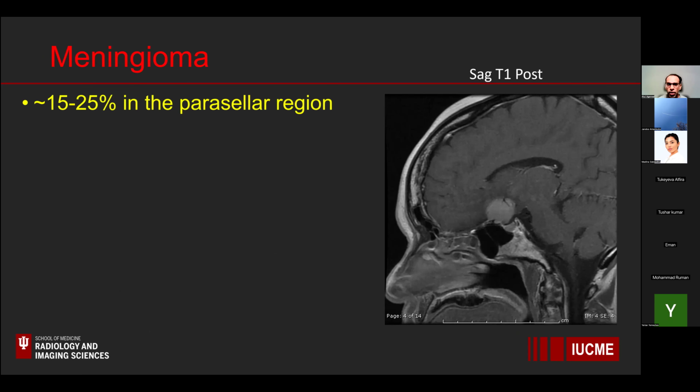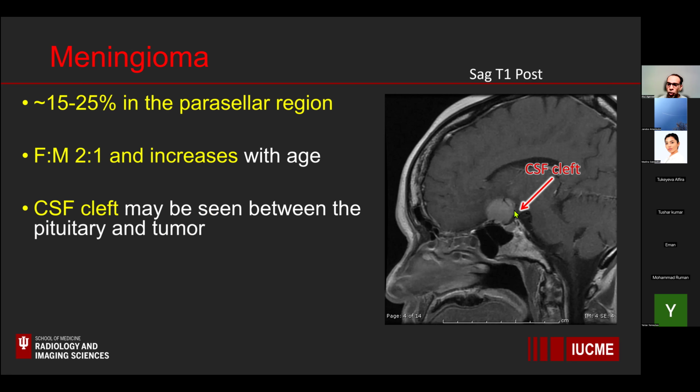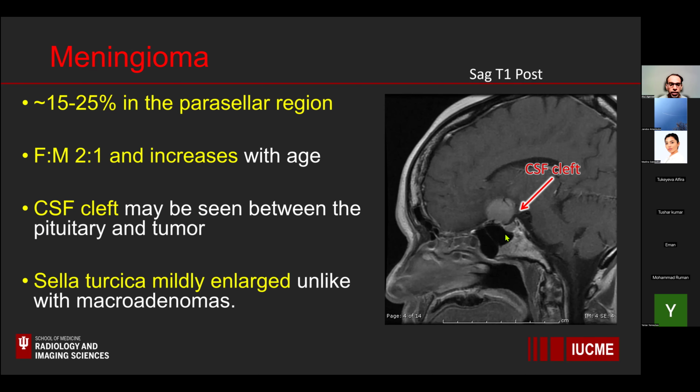And these comprise about a quarter of parasellar masses. There's a slight predilection to the female gender, and these increase as you age. The important concept for us as radiologists is to appreciate that CSF cleft between the mass and the gland itself. And you'll notice that the sella turcica, the bone, is only mildly enlarged, unlike what we saw in the macroadenoma, where there was really erosion and enlargement of that bony sella. So that's the clue when you're trying to decide between macroadenomas and meningiomas.